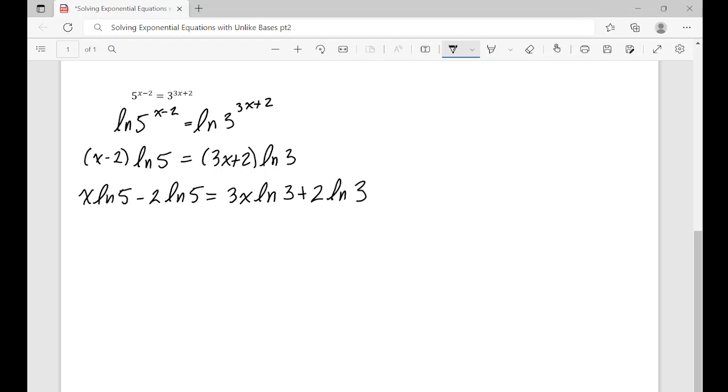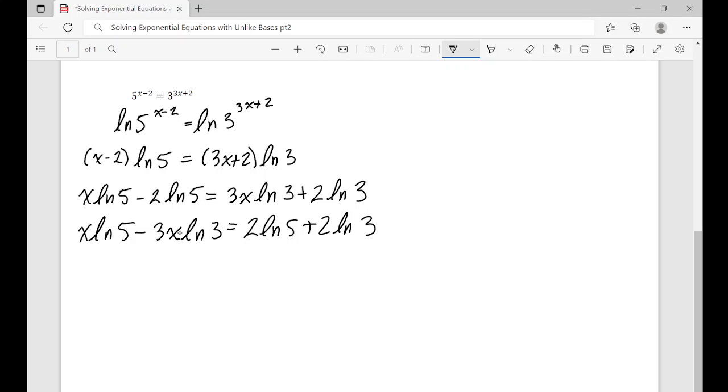So just like before, I have x's on the left and right hand side. So I'm going to subtract the 3x ln 3 over and add the 2 ln 5 over so I can get everything on its own side. So x ln 5 minus 3x ln 3 equals 2 ln 5 plus 2 ln 3.